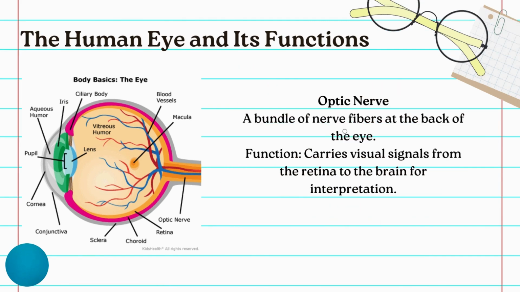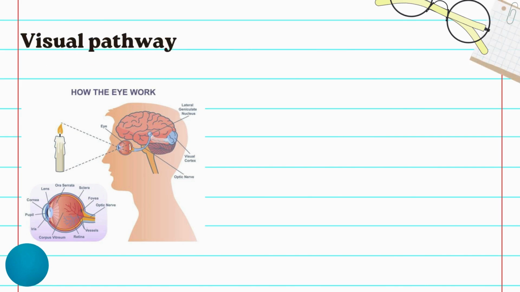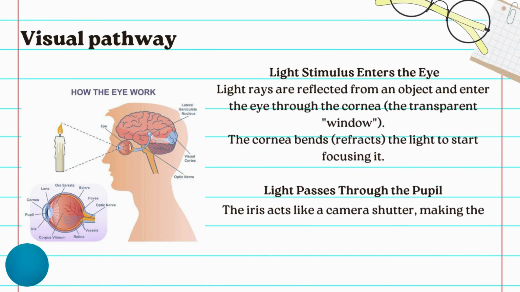Basically, it's a nerve that helps carry the light or electric impulse that has now been converted by your photoreceptors to your brain so that it can form an image in your head. So those were the functions and the parts of your eye. Now let's look at the visual pathway.